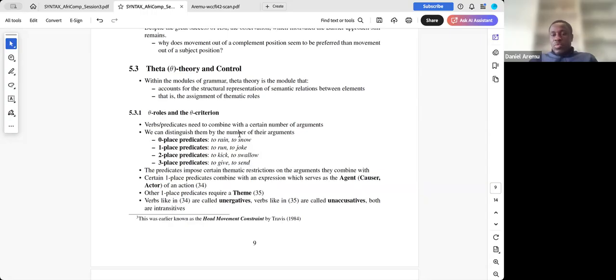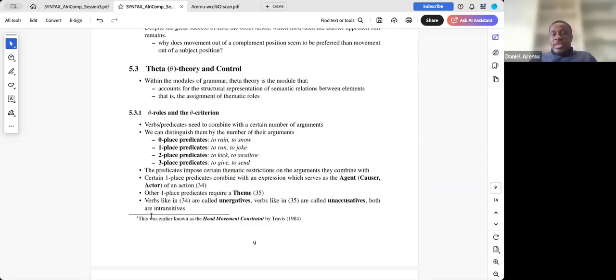Like snow. Zero place predicate means they do not take any argument. So if you want to say rain, you just say it rains. It rains. So what rains? If I ask you the question, what rains? There is no argument there. It rains, basically. That it in that context is what we call expletive. That will be important later on, so we'll look at expletives too. Expletives are basically items that do not have any semantic import. They are just empty. So we call them pleonastic, like they don't really have any semantic content, right?